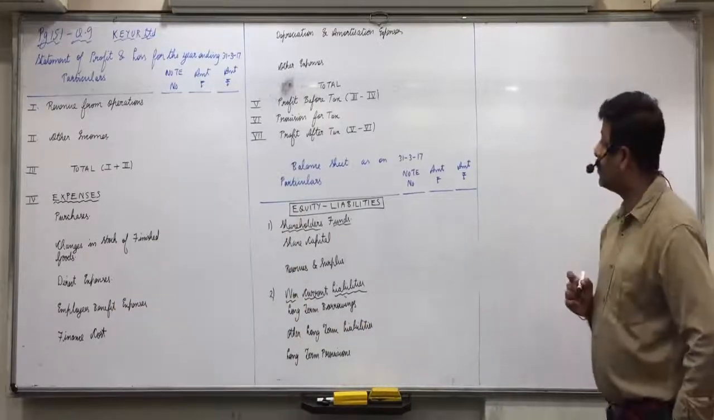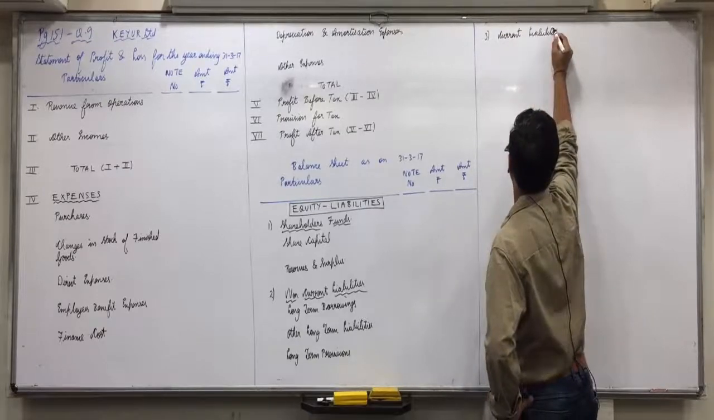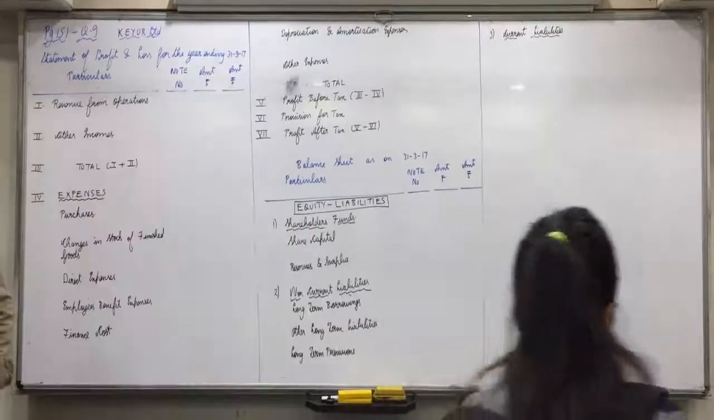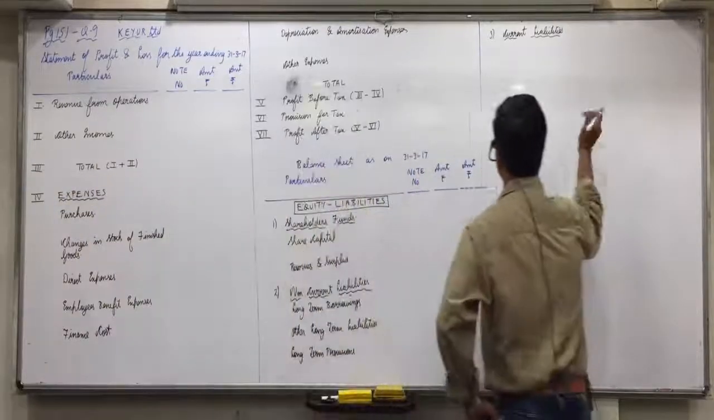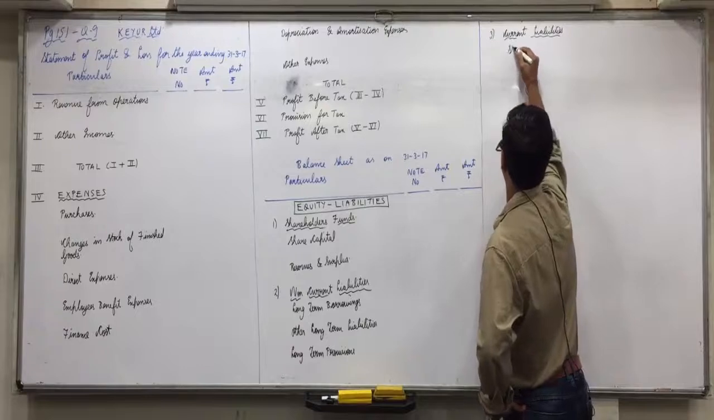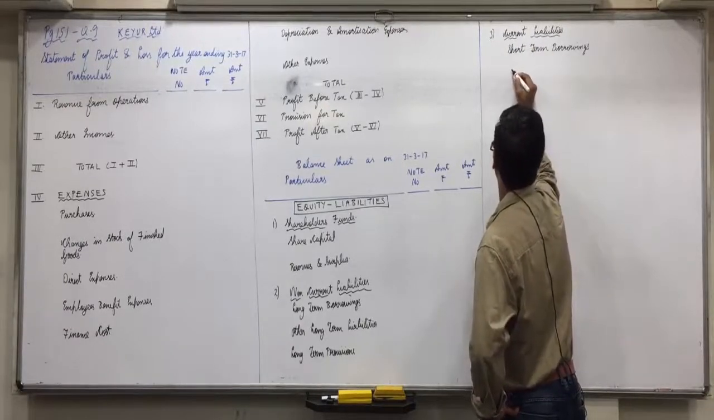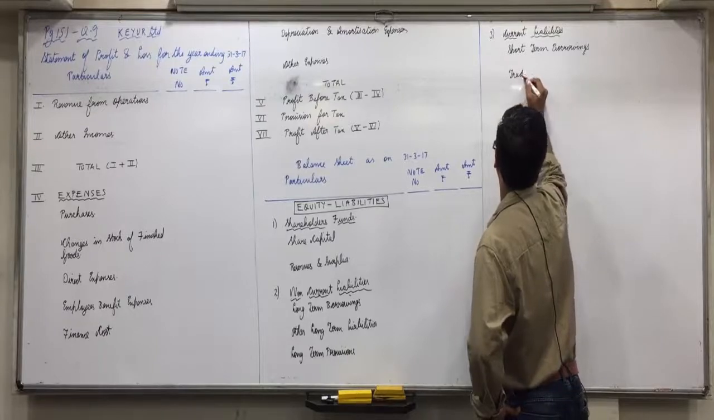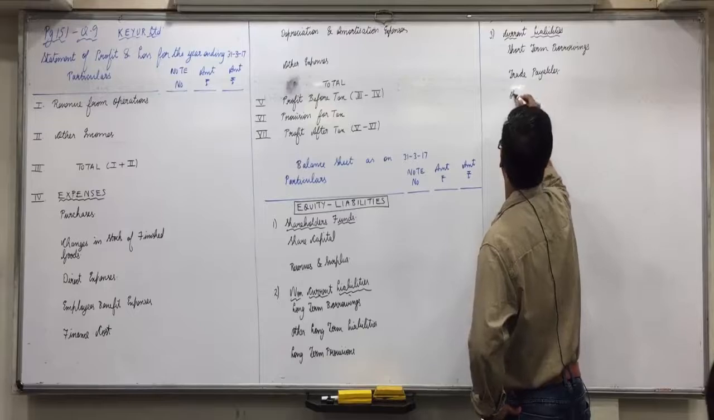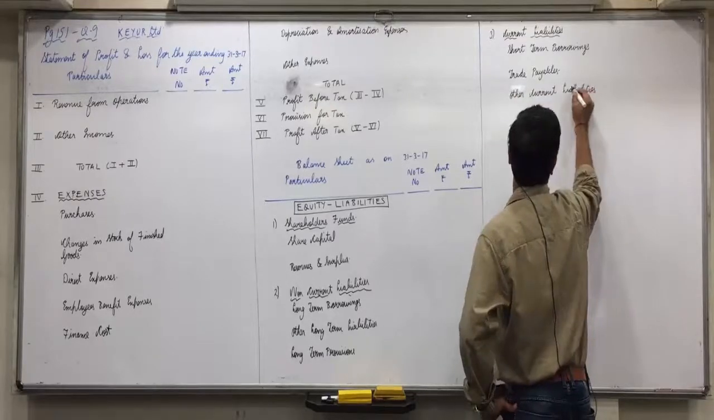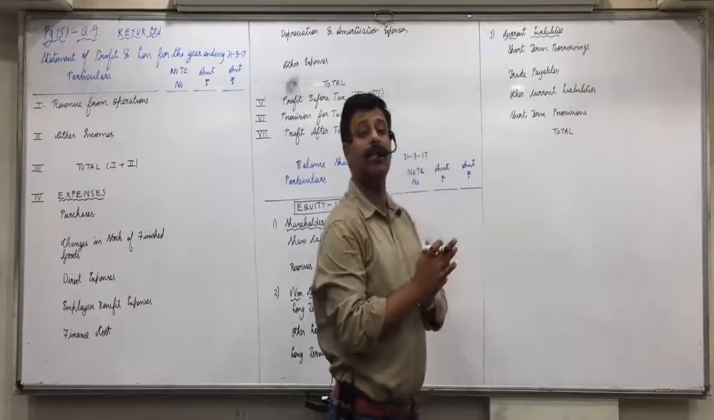Then the current liabilities. Which 4 things will come in that? For CL, it is CS: so S will come first. Short-term borrowings. Then T, trade payables. O, other current liabilities. And again S, short-term provisions. And total.